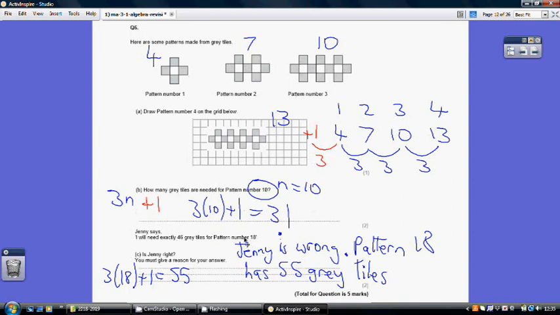So pattern number 18 is when n equals 18. So popping 18 into our nth term expression, we get 3 lots of 18 plus 1, which is 55. So she'd need 55 tiles. So Jenny is wrong. Pattern 18 has 55 grey tiles, not 46.